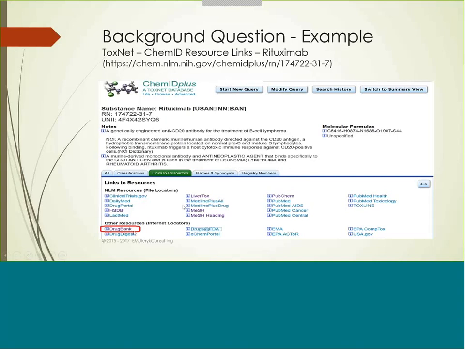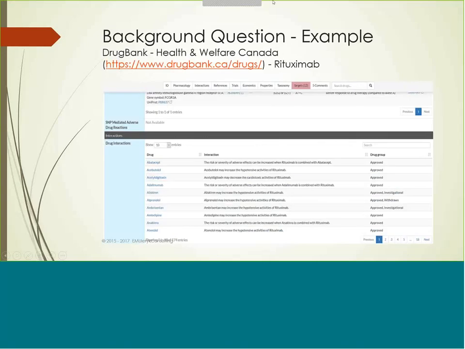But DrugBank is the one I'd like to highlight, because that's actually from Health and Welfare Canada. On the next page, you'll see that one of the sections includes drug interactions. What it's giving you is a list of all of the drug interactions of rituximab with these additional medications. And as you can see in the lower right-hand corner, there are a number of pages. Again, this is perhaps information that you have in your formulary, but this is another source. I'd like to highlight it just so that you don't forget about what's available out there for free.